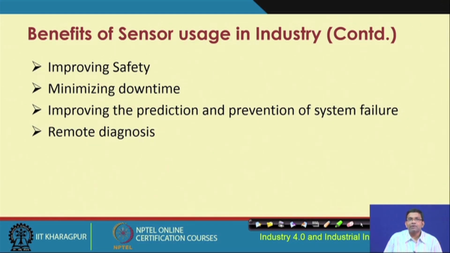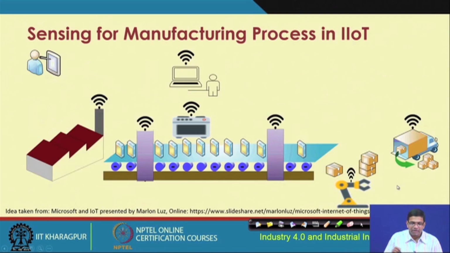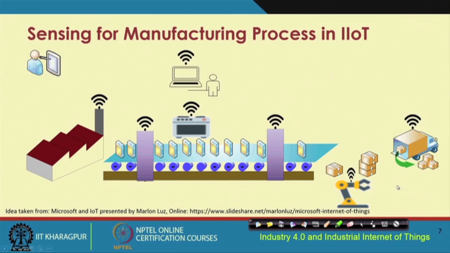All of these things can be done in a much more efficient manner with the use of these different sensors or smart sensors. So, let us try to look at this sensing holistically in a smart manufacturing plant. Let us say that we have a manufacturing plant and we want to look at how these sensors play a role. So, we will start one by one with all these different elements.